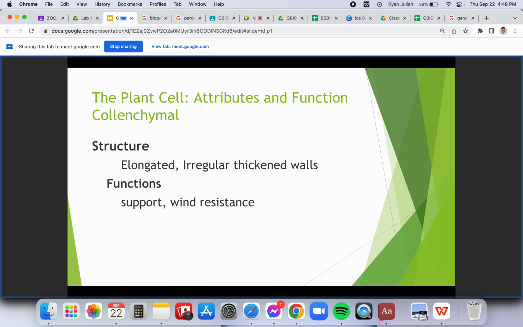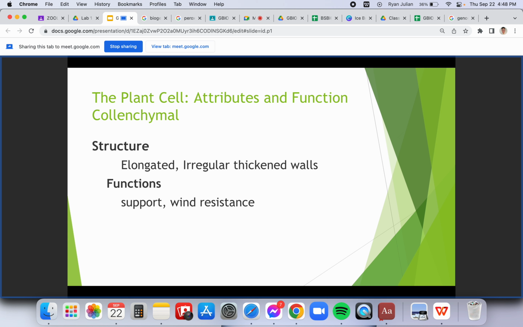Second types of plant cell is the collenchymal. For its general structure, they are elongated, which means very tall and narrow in appearance, and irregular thickened walls. Kapag sinabing irregular, they are not uniform in size. Halimbawa class, for instance, lahat ng cells are elongated pero hindi po sila parehas ng width and diameter.